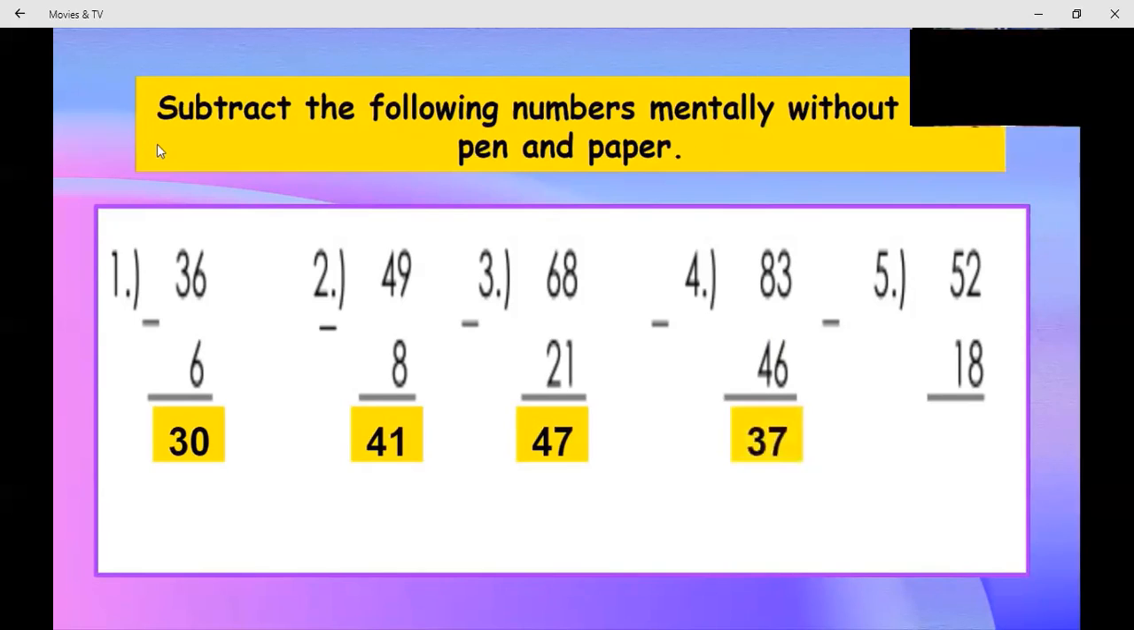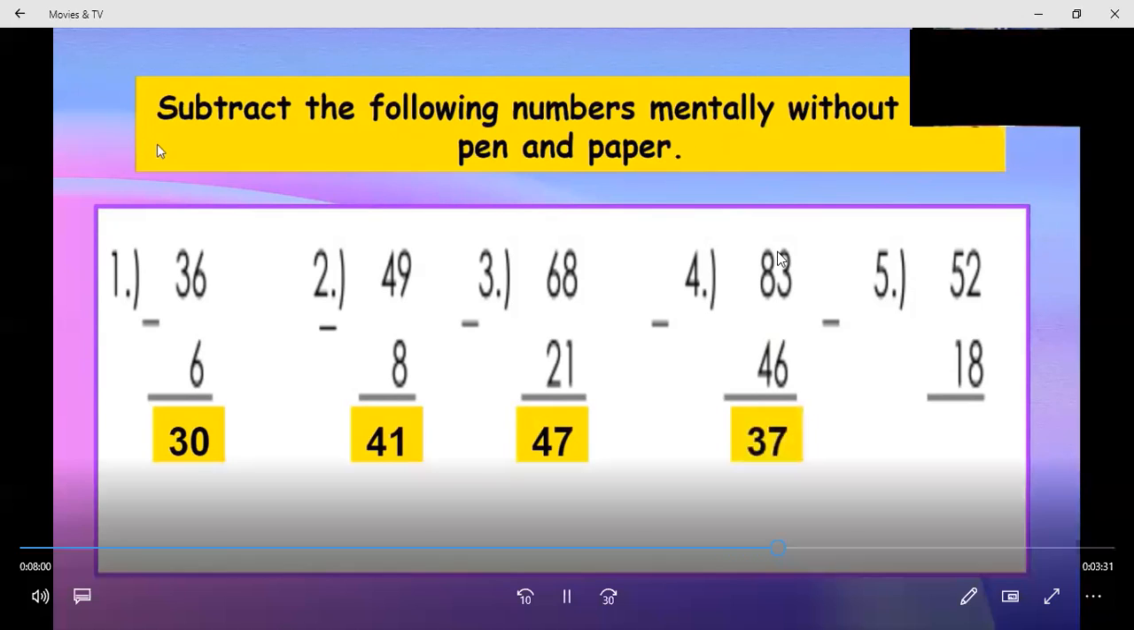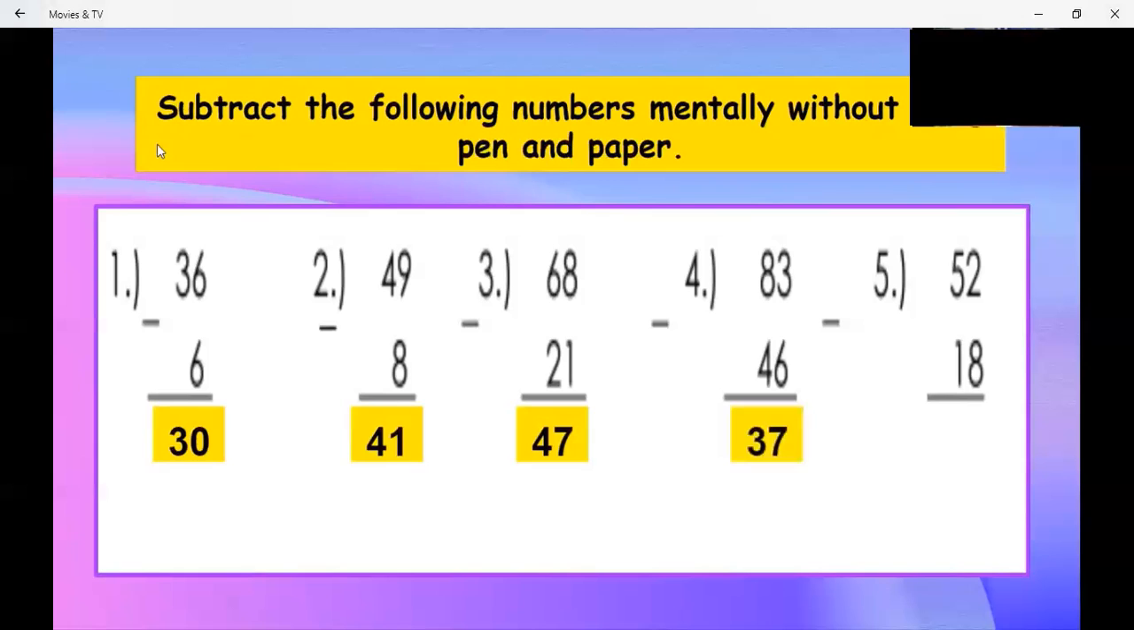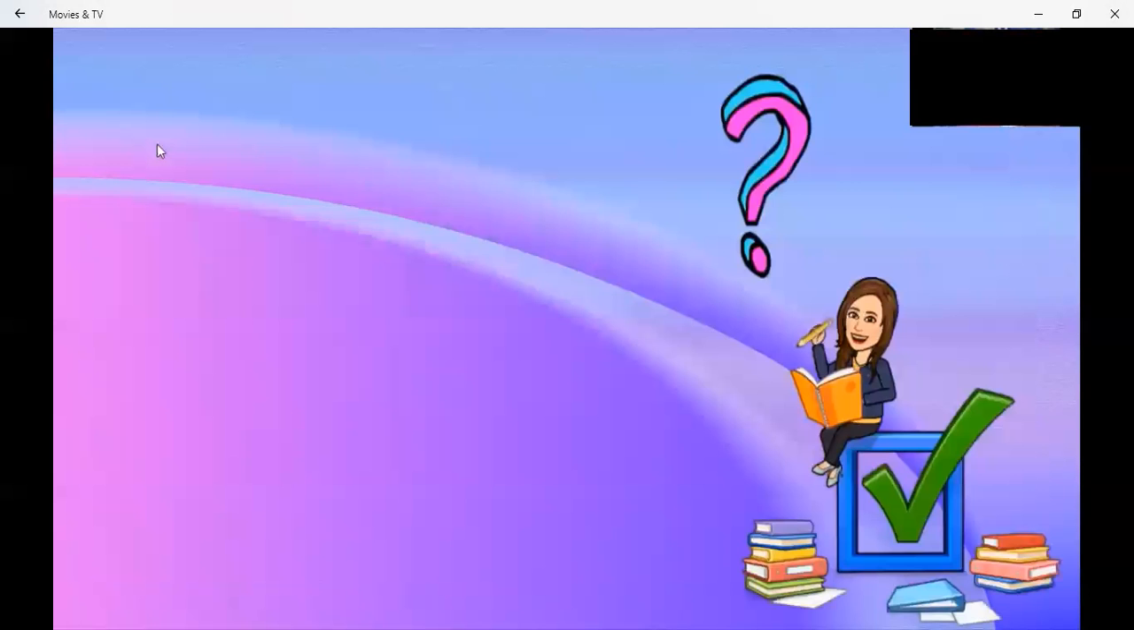And last example, we have 52 minus 18. Again, think of a number that if you add to 18, the answer will be 20. So of course, the answer is 2. 18 plus 2, then you'll get 20. 52 plus 2, you'll get 54. 54 minus 20, the answer is 34.